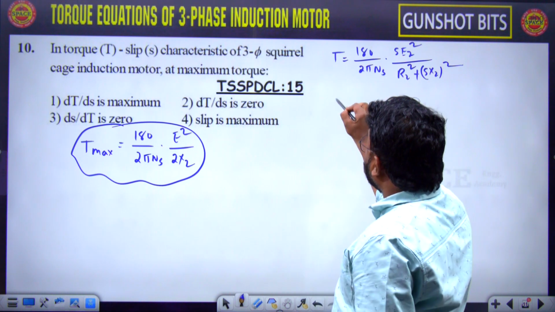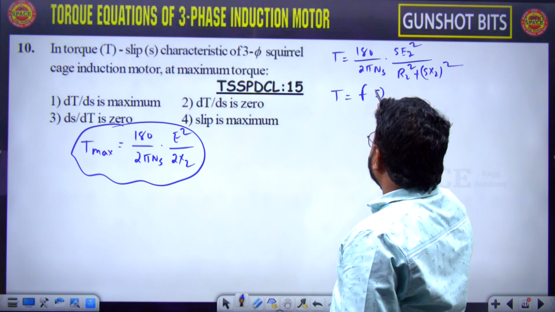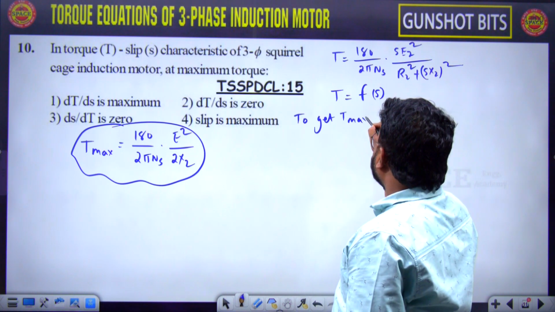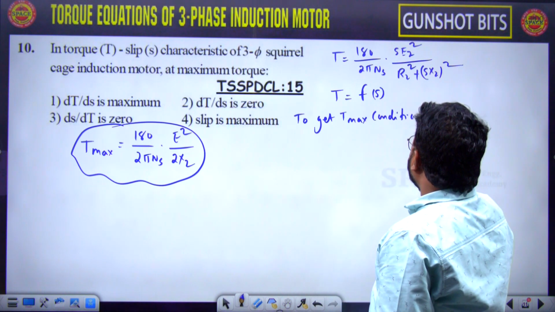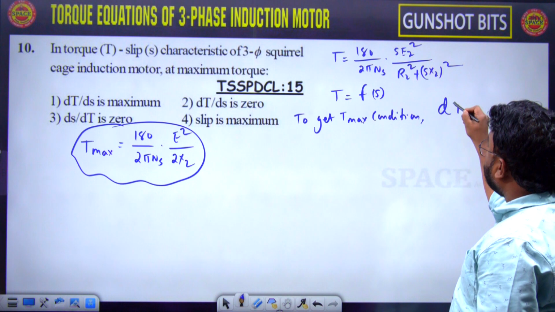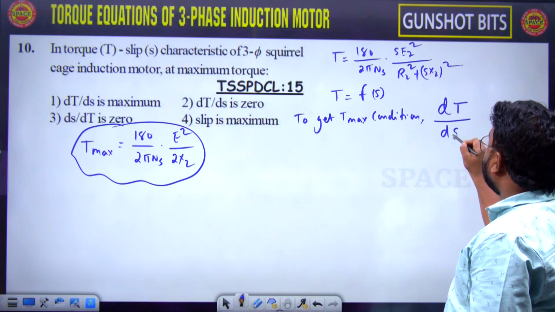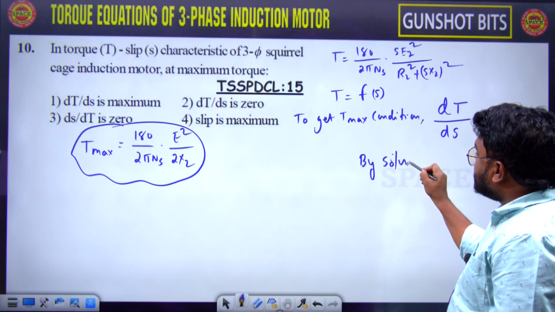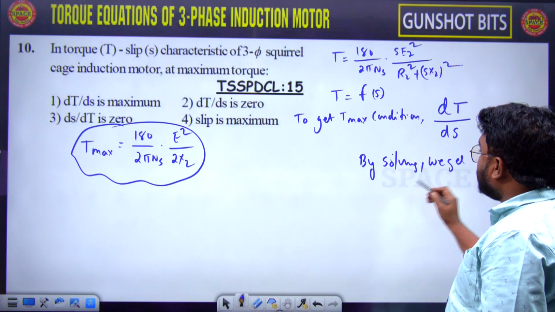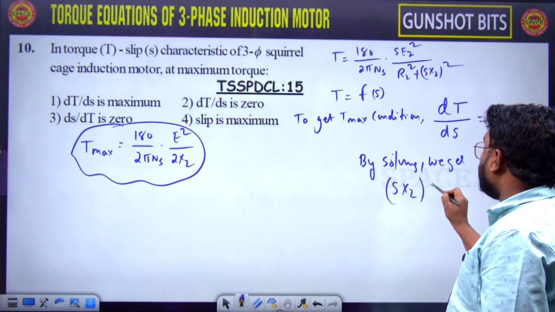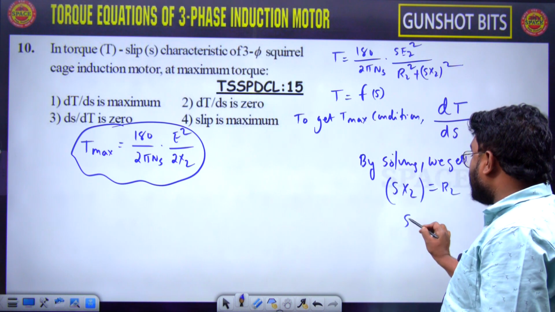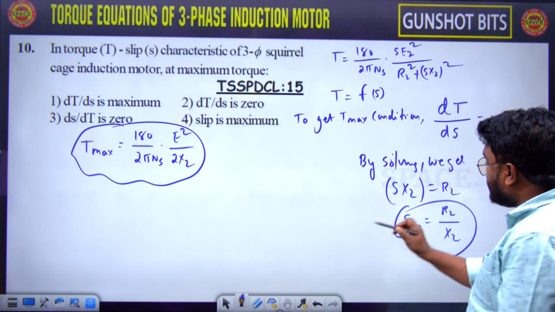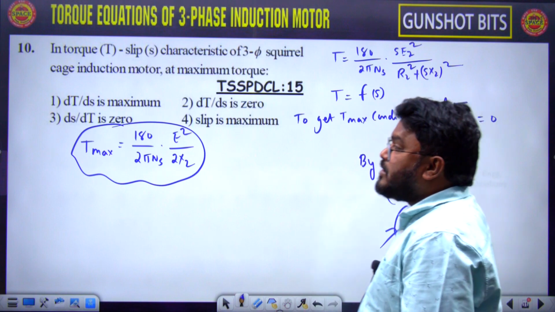Now in this formula torque is a function of the slip. So to get the maximum torque condition, what we have to do is differentiate the function with respect to the variable and equate it to 0. By solving this, we get sx2 equal to R2, where S maximum is equal to R2 by x2. This is nothing but the slip corresponding to the maximum torque.